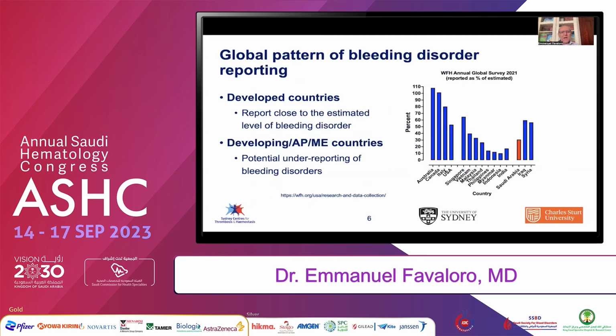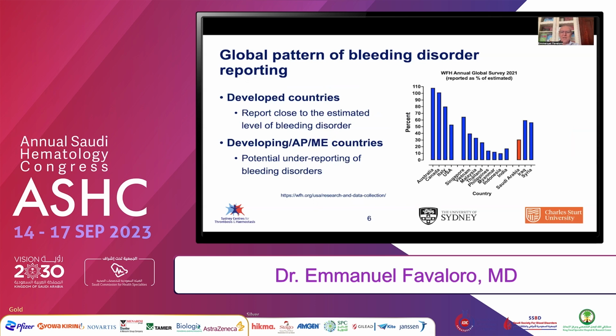So if we look at the global pattern of bleeding disorder reporting, this is data from the World Federation for Haemophilia Annual Global Report 2021. And on the right, I'm showing you a graph which suggests the percentage of estimated cases that are reported in different countries. And if you look at developed countries, the reported level of estimated is actually very close. In other words, the reported numbers of patients with bleeding disorders are very close to the estimated level of patients with bleeding disorders in those countries.